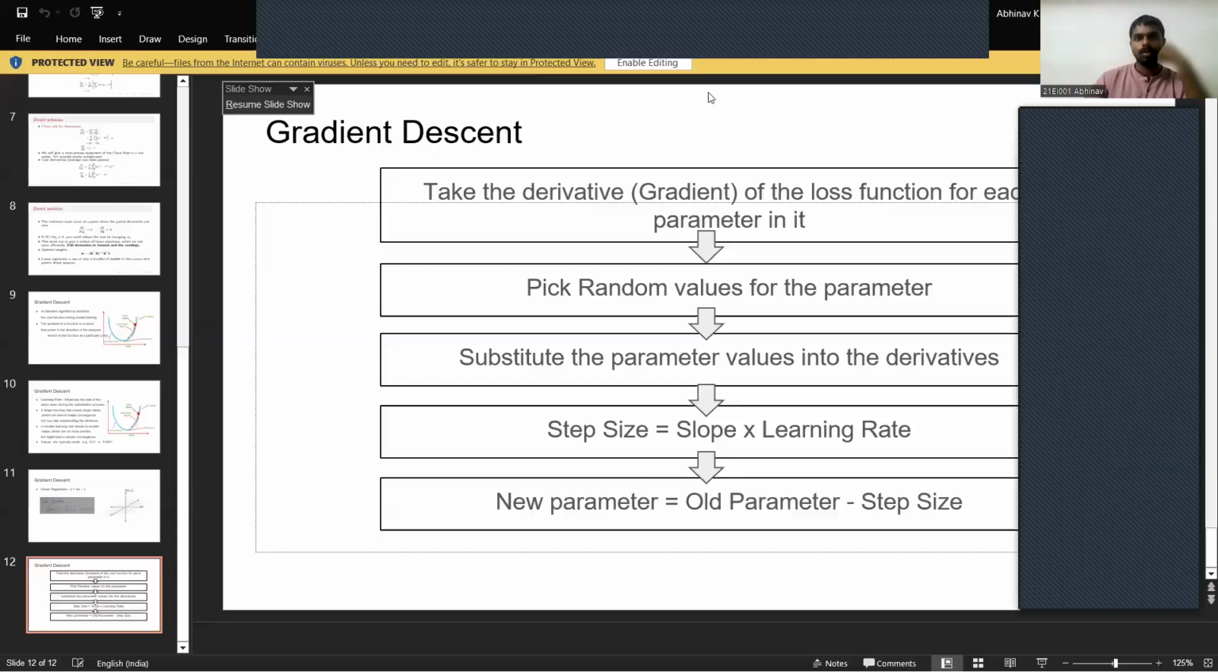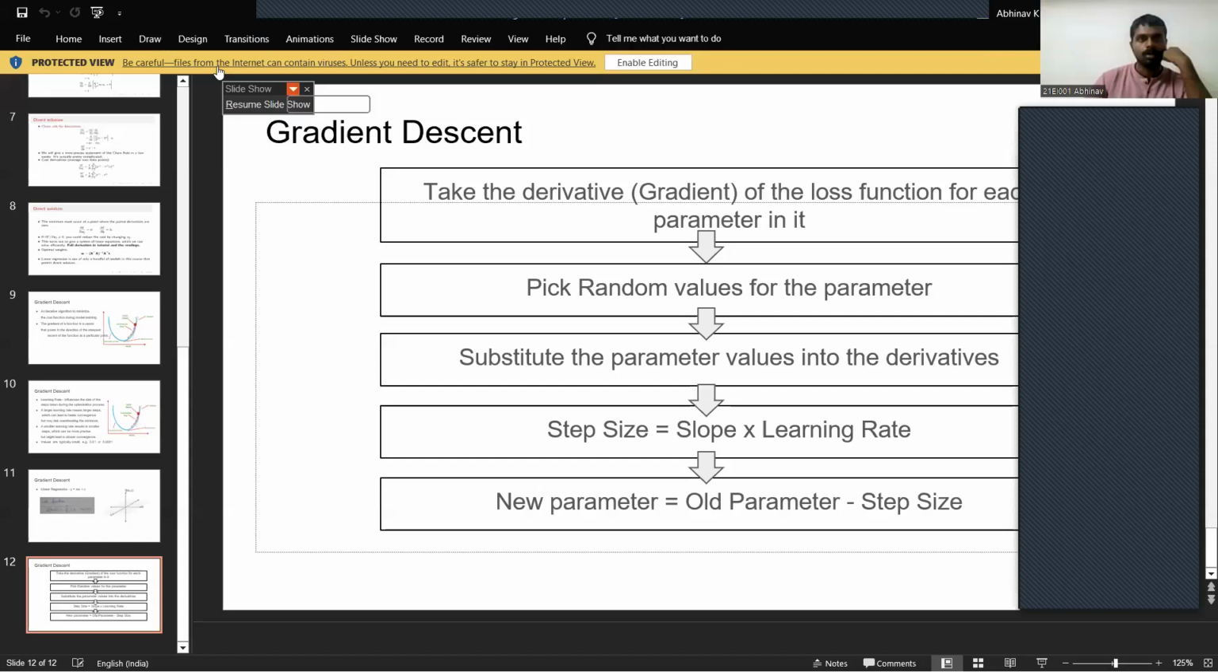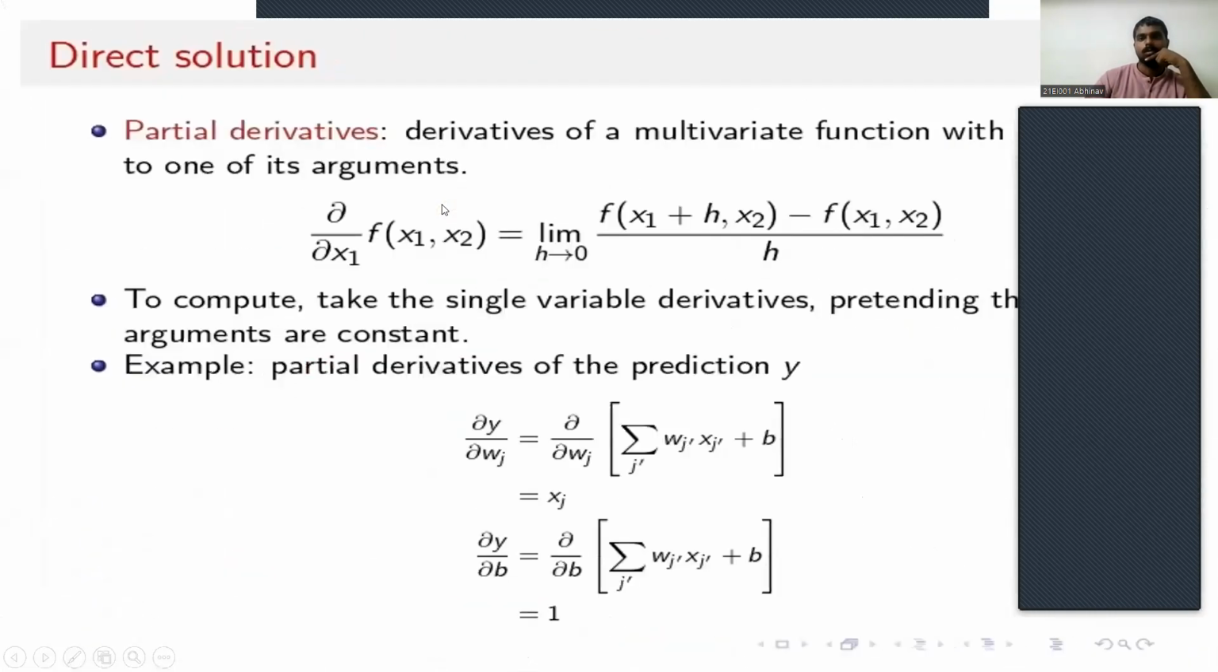Actually, this is how gradient descent works. No, we're not able to see anything at the moment. Sorry, screen sharing is paused. Yeah, so now are you able to see this? Yep. Yeah, the last slide.